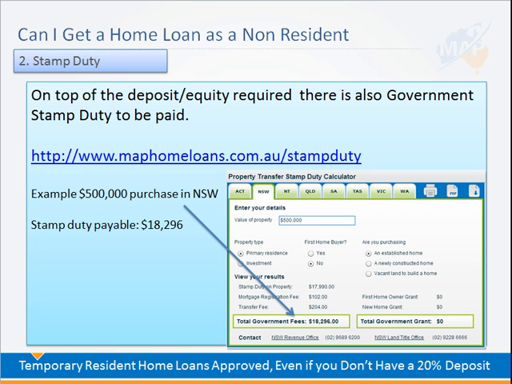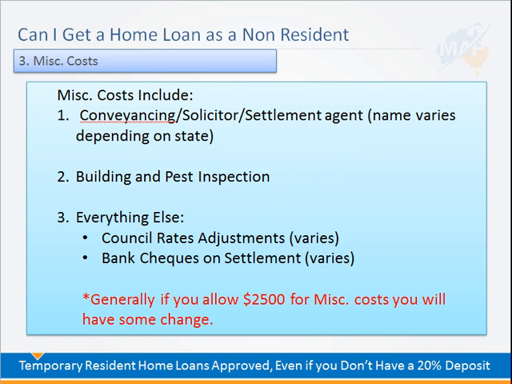On top of your deposit, you need to have sufficient funds for stamp duty. We've got a calculator on our website there, and you can punch in how much your purchase price is, select the state, and it will tell you how much your stamp duty and government fees are. For this particular purchase, $500,000 in New South Wales, government fees in total are $18,296.